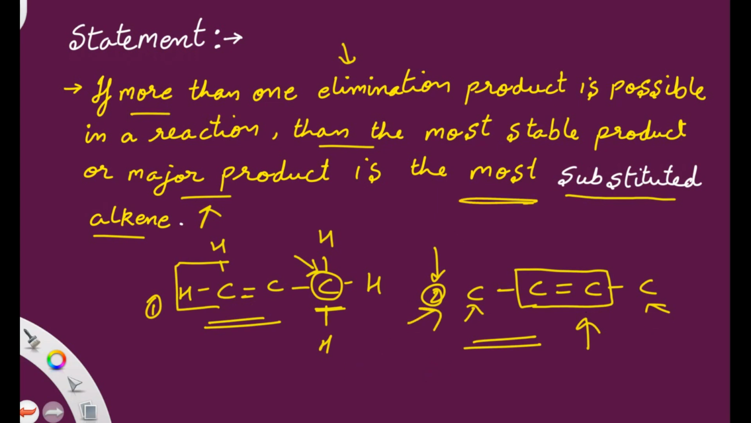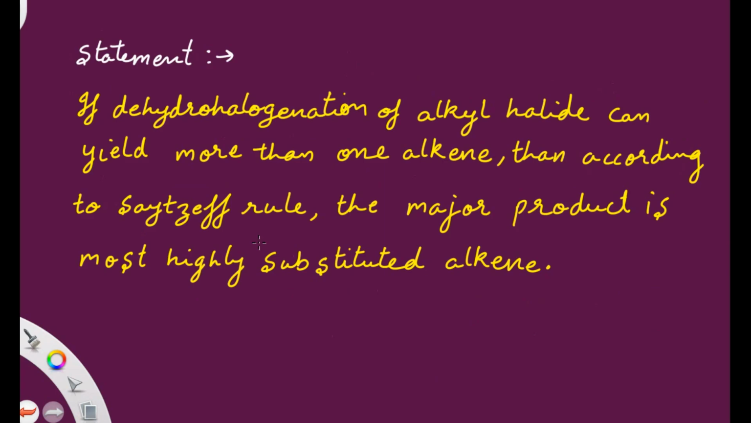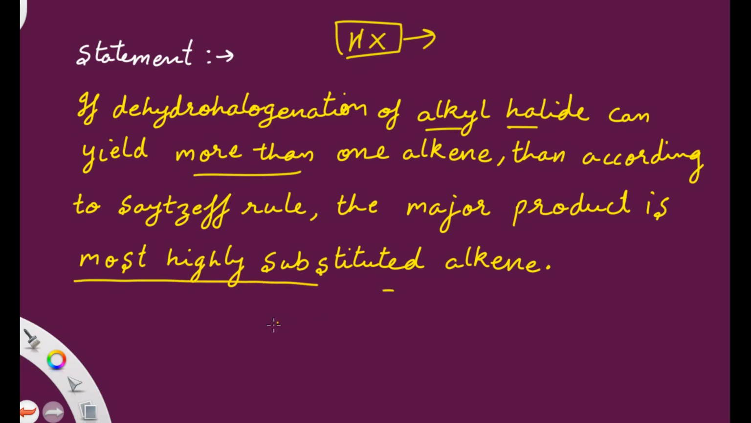Now let's move to the second statement. In this particular statement we will talk about alkyl halide. If dehydrohalogenation, what is the meaning of dehydrohalogenation? One hydrogen and one halogen will be moving out. In dehydrohalogenation of alkyl halide, if it can yield more than one alkene, then according to Saytzeff rule the major product is the most highly substituted alkene, right? So this statement is the same, most highly substituted. Let's take a look at the example.